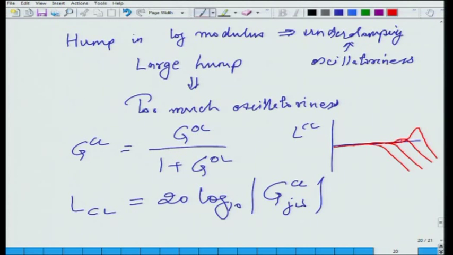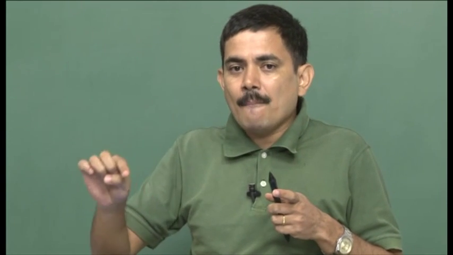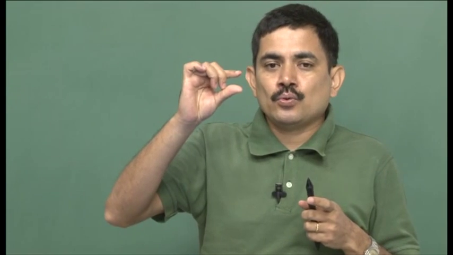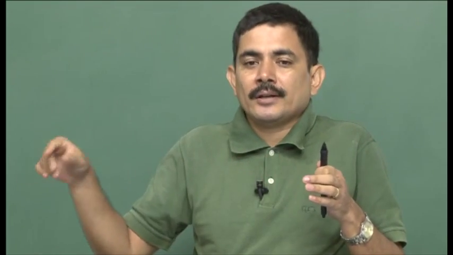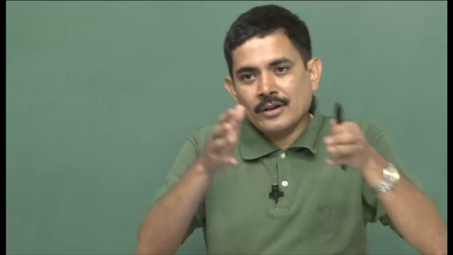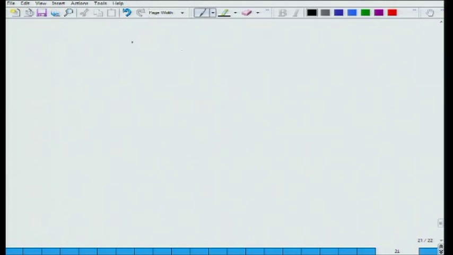So, the fact that a hump is coming in LCL is indicating oscillatoriness, and the basic idea is if I tune such that the hump is not too large in magnitude, then I will have an oscillatory response with the oscillations dying down quickly. So, the response is fast and not too oscillatory. Okay. So, that is the basic idea, LCL max tuning of SISO system.